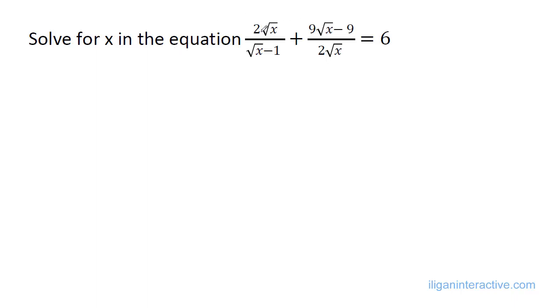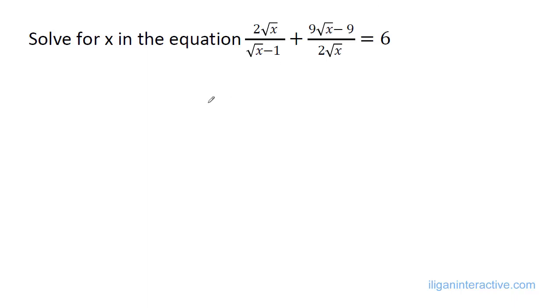Solve for x in the equation 2 square root of x over square root of x minus 1 plus 9 square root of x minus 9 over 2 square root of x is equal to 6. Okay, so at first glance it looks complex, right? And clearly, yeah, it is indeed complex. However, let's try to solve this problem. I think we can do LCD.